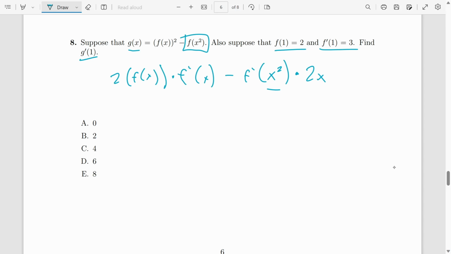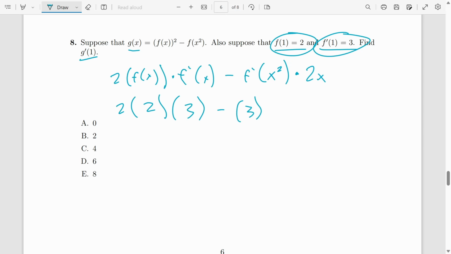So that's just 2x. So now we have our derivative, and we just plug in 1 for x into all of this, and then we simplify. So this becomes 2 times f of 1, which is 2, times f prime of 1, which is 3, minus f prime of 1, 1 squared is just 1. F prime of 1 is, again, 3, times 2 times x, which is just 1. So now we're here. 2 times 2 is 4, 4 times 3 is 12, minus 3 times 2 is 6, 6 times 1 is 6, and we get 6.